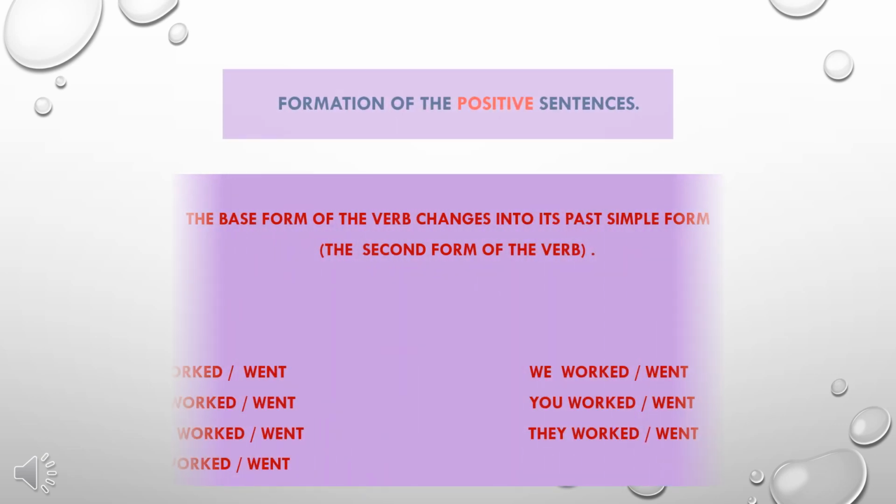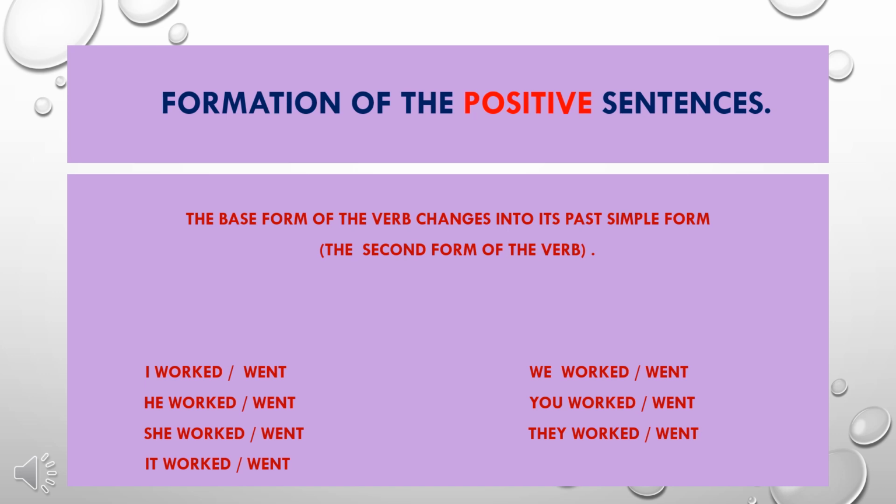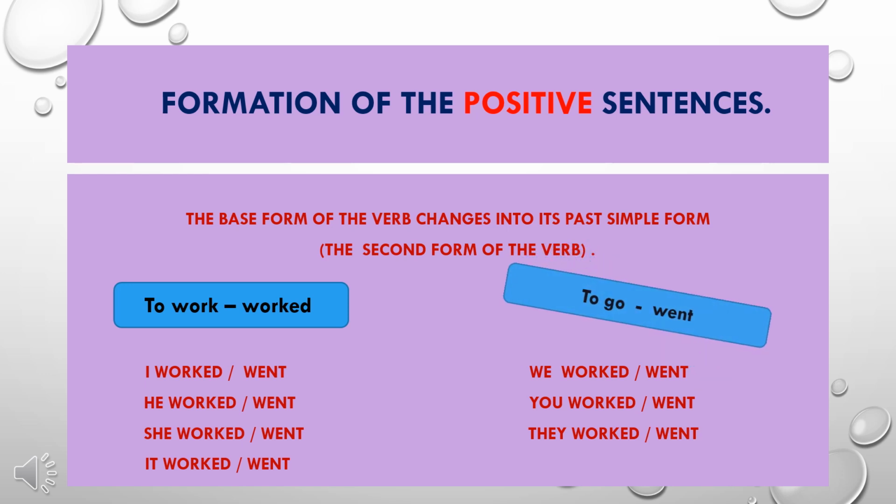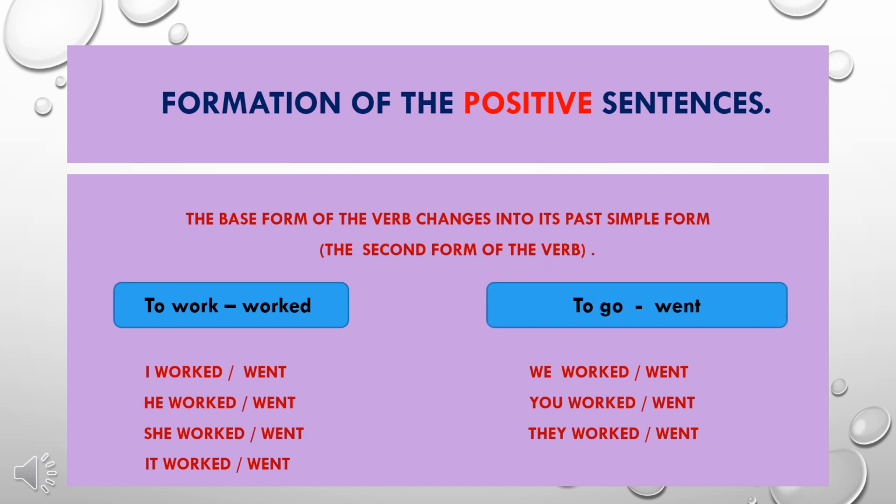Now let me show how to form the positive, negative, and question forms. First of all, let's talk about the positive ones. We need the base form of the verb, which we change into its past simple form. It is the second form as well. For example, the regular verb work, as we know, becomes worked, and the irregular verb to go becomes went. And we can use that same verb for all these subjects, right? I worked, he worked, she worked, it worked, we worked, you worked, they worked, and the same about went.